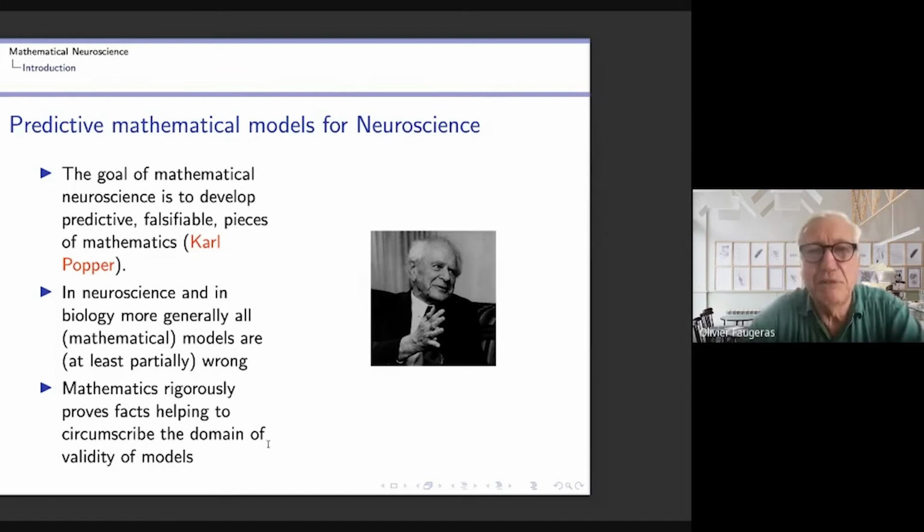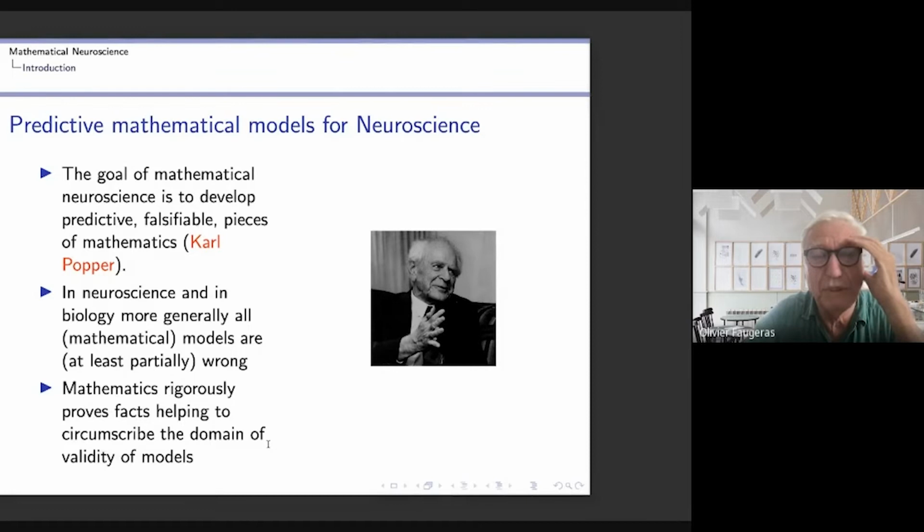So, predictive mathematical models for neuroscience. We might say that the goal of mathematical neuroscience is to develop predictive, we have to make predictions, falsifiable pieces of mathematics. The word falsifiable was not invented, but was popularized by Karl Popper, British philosopher of science, whose picture you can see on the right-hand side of your screen. He introduced the fact that in order for a theory to be scientific, it has to be falsifiable. Namely, you can find experiments or facts that prove it wrong. He gave two examples, if I remember correctly, of theories which were not to him falsifiable. The first one was psychoanalysis, Sigmund Freud, and the second one was Marxism, Karl Marx. Again, this has been subject to strong criticism.